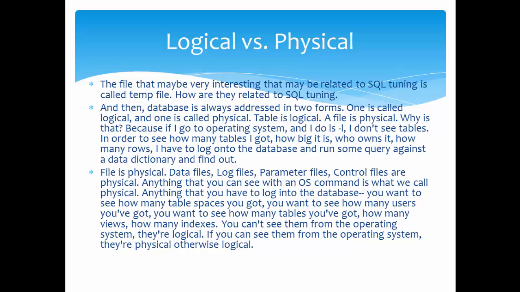And then database is always addressed in two forms. One is called logical and one is called physical. Table is logical, a file is physical. What's that? Because if I go to the operating system and do an ls -l in Unix, I don't see tables. In order to see how many tables I got, how big it is, who owns it, how many rows, I have to log on to database and run some query against a data dictionary and find it. File is physical. Data files, log files, parameter files, control files are physical. Anything that you can see with the operating system command is what we call physical.